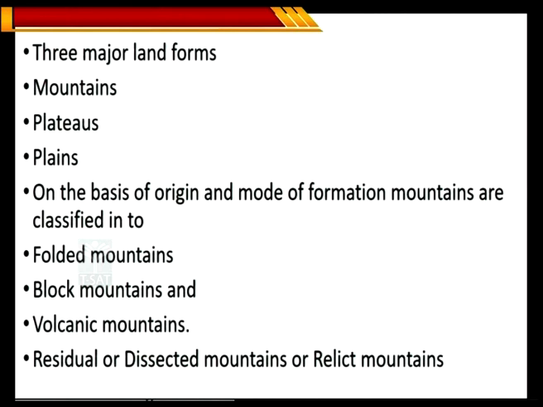Mountains are classified into folded mountains, block mountains, volcanic mountains and residual mountains. The residual mountains are also classified as relict mountains or sometimes described as dissected mountains. So here the mountains are being classified. The first variant type is known as the folded mountains.